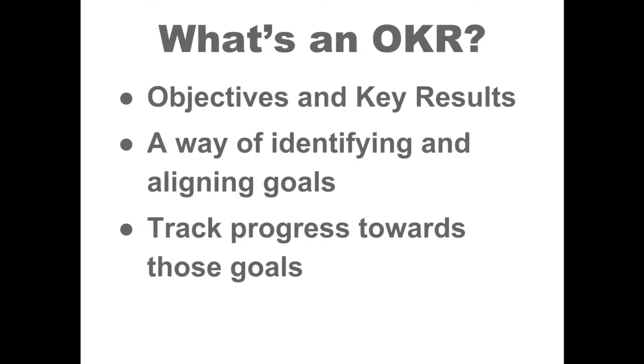And objectives are general goals to work towards. They're like themes for your work, and they should be aspirational and qualitative. And then key results are hard-nosed and specific. They describe an outcome state that indicates progress towards the objective. And when possible, they should be connected to numbers to make them as objective as you can. And besides identifying and aligning goals, they also help track progress towards those goals.